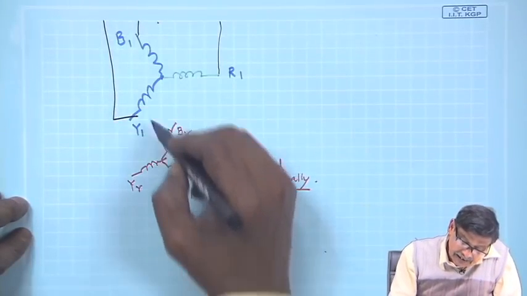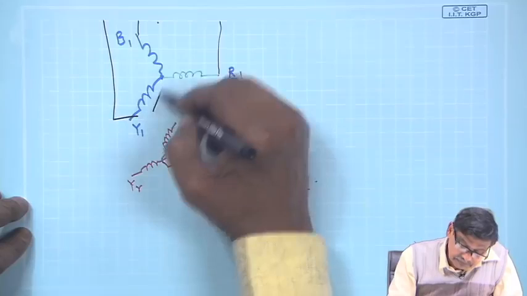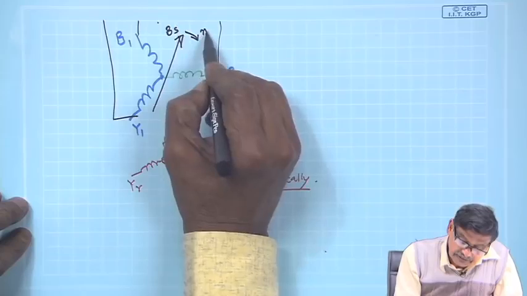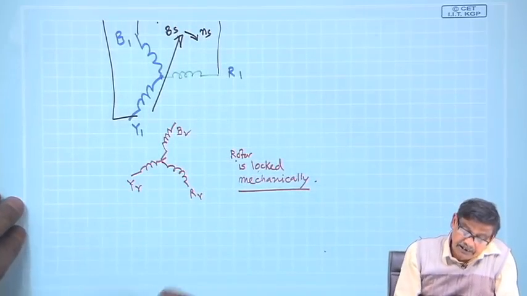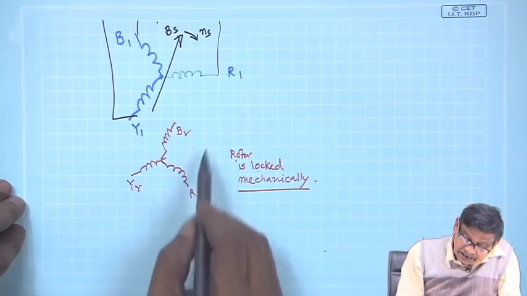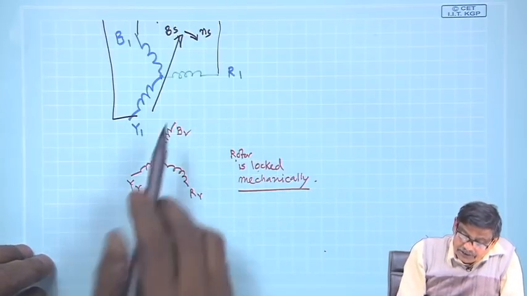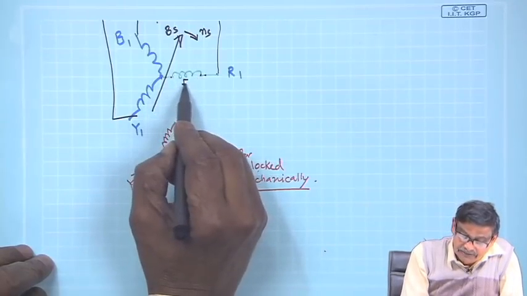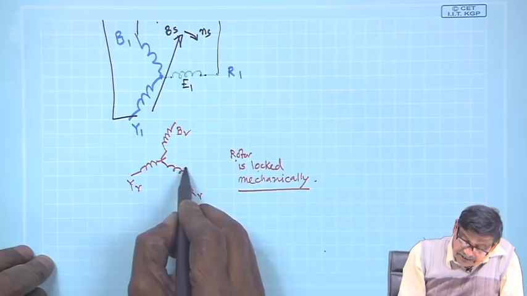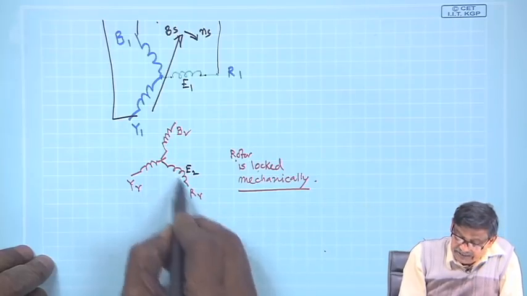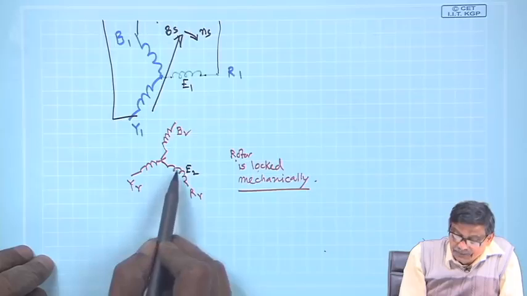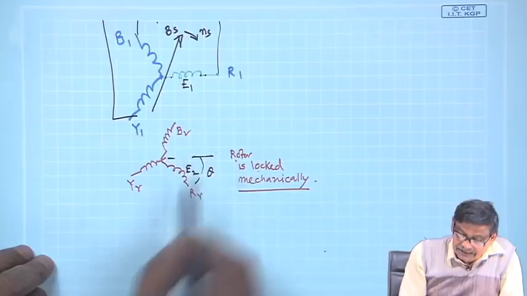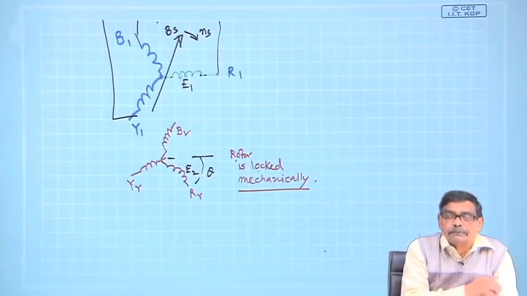The result is a rotating magnetic field, it moves in this direction, the sequence is RYB, and then it will induce voltage. Obviously, you can see the R phase induced voltage here, E1, and the R phase induced voltage here in the rotor. This voltage will lag this voltage by this angle theta, is it not? Theta is the angle by which you have shifted.